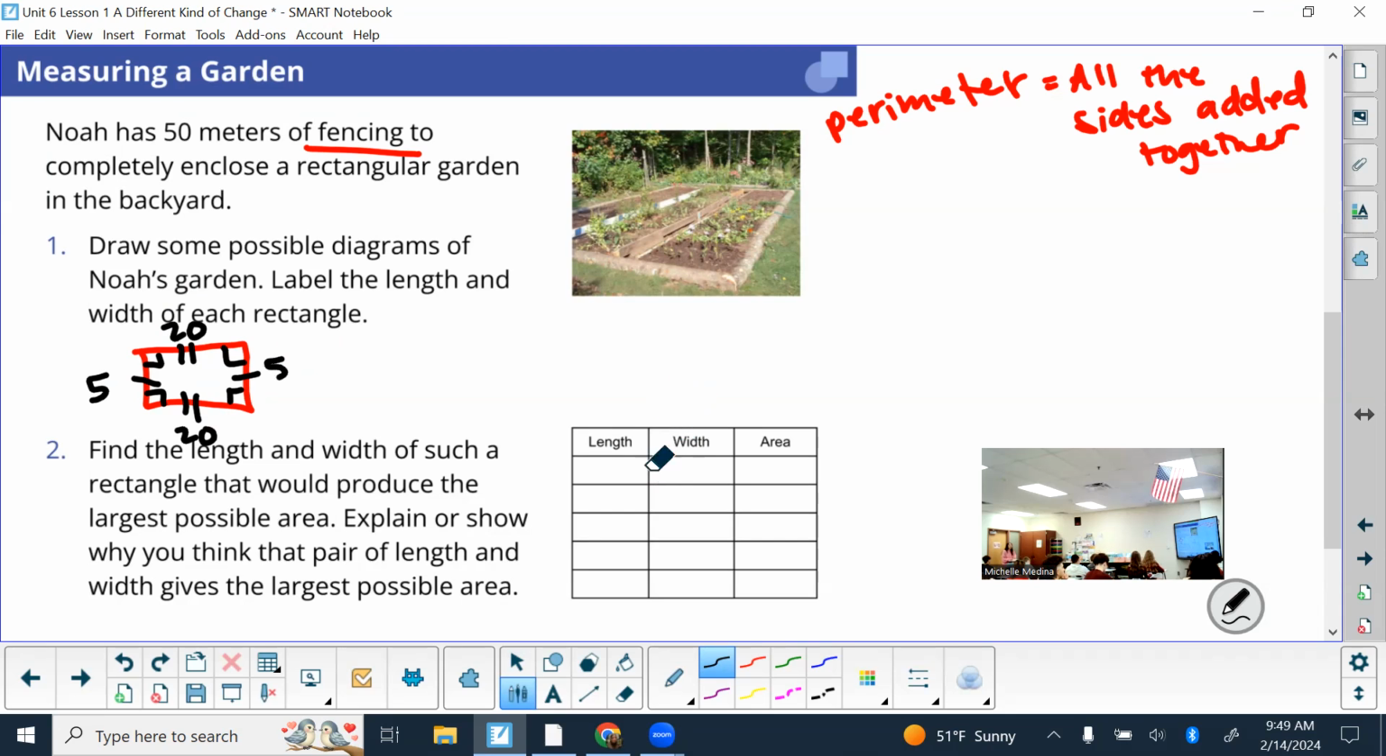We're going to start adding these to this table, because we're going to do something different in a second. But 20 for the length, 5 for the width. There's no rule that the length always has to be longer. We could make the length 5 and the width 20, but it's letting you know. John, do you have another combination maybe?